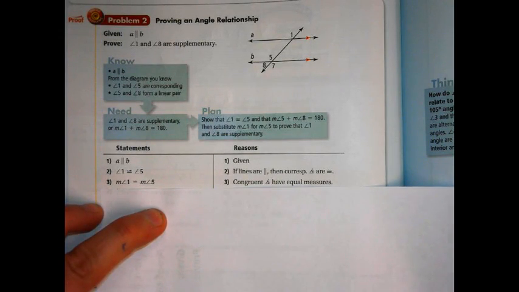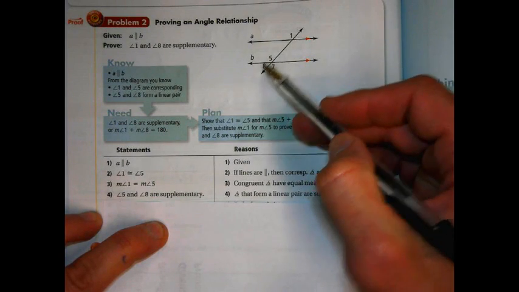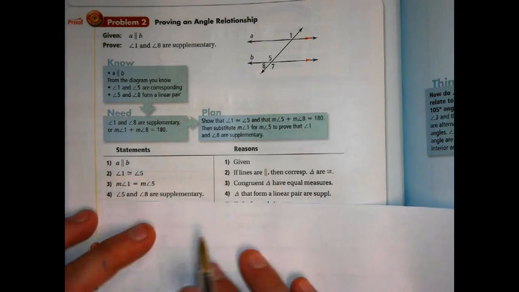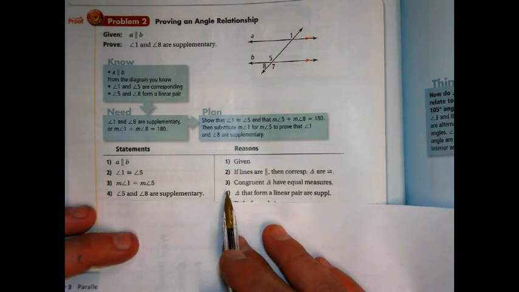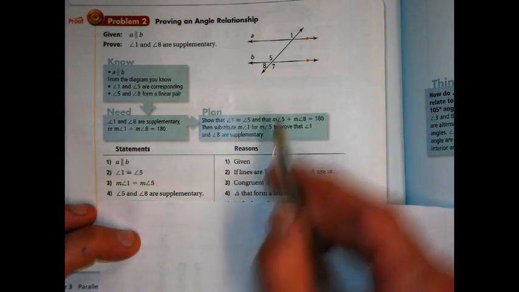Angle 5 and angle 8 are supplementary. How do we know that? That is not given, so we have to be careful. This step is not given. This step is because they're a linear pair. Okay? These angles are a linear pair, which you could have inserted if you would like to.